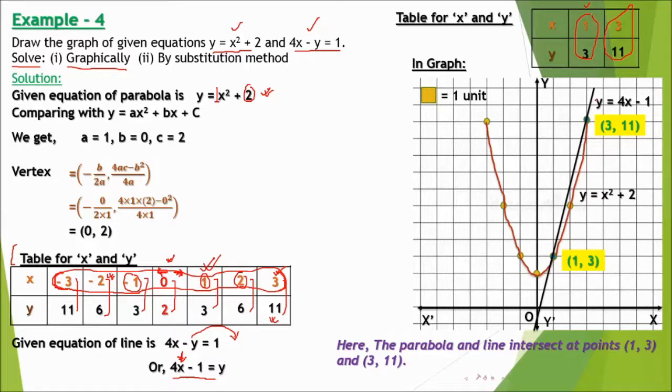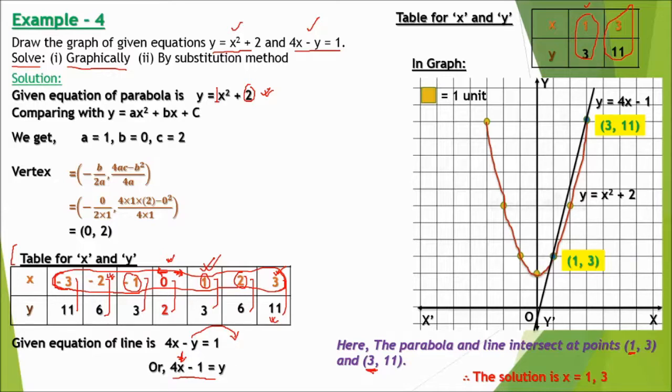Our solution will be only the value of x from these points. See, these points have x and y, but our solution will be only x. Only x is the solution of these two equations combined together. x is equal to 1 and 3. So remember this, only x coordinates are the solution.